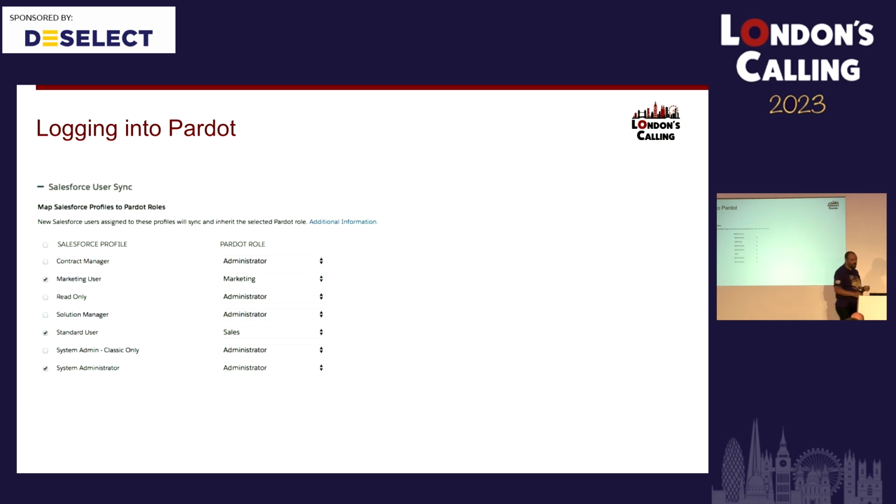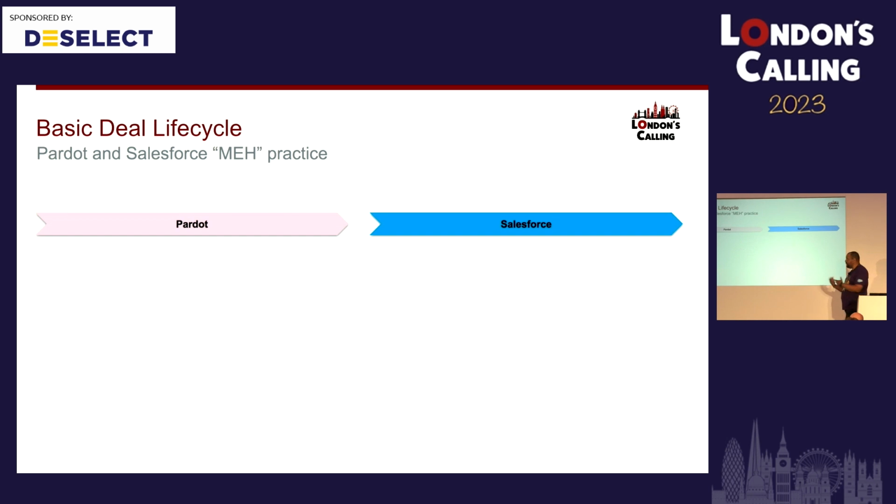So we're going to start by looking at the structure of today's talk and how we're going to think about this. I'm going to look at a basic deal lifecycle. Okay, we start with adding a prospect. That might be a form. It might be a list. You might talk to someone at an event like London's Calling, and add them into Pardot. Once you've added them in, you nurture them, and we'll be talking about nurturing journeys.